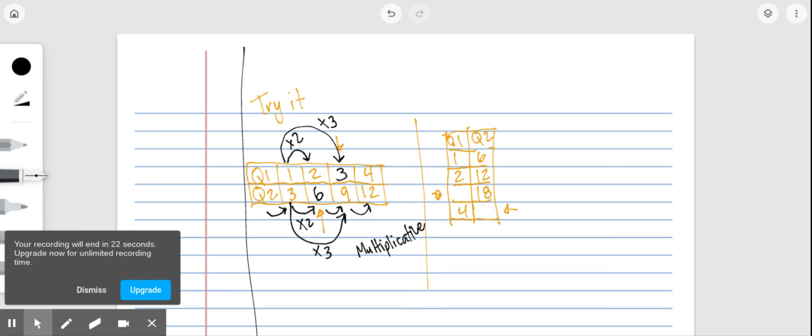So then on this vertical one, again, I noticed that on the left, on quantity 1, it looks like I'm counting by 1s. And on quantity 2, it looks like I'm counting by 6s. So the number that should go here is 1, 2, 3. 3 times 6 is 18.